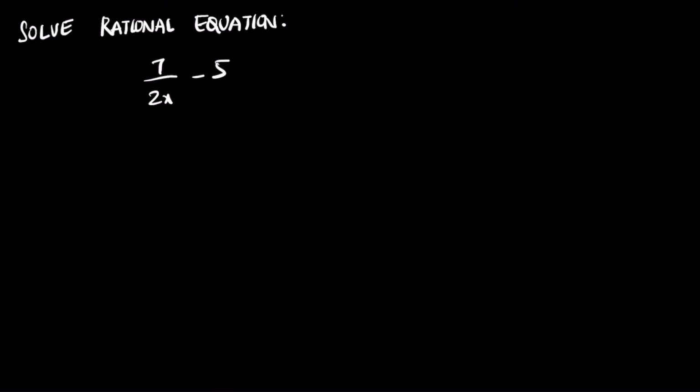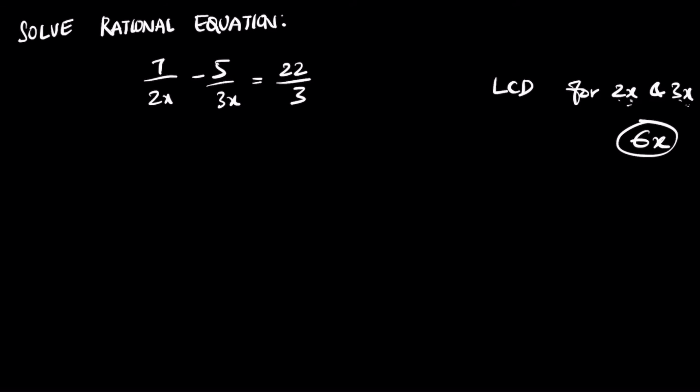The next one is how to solve a rational equation. Rather than having a single form of an equation, what would you do when you have a rational equation? Let's say for example we have 7 by 2x minus 5 by 3x is equal to 22 by 3. How would you solve this problem? First things first, we need to find the LCD for 2x and 3x. For the variable, we take it as it is, so the common variable is x here. 2 times 3 is 6. So the LCD is 6x.